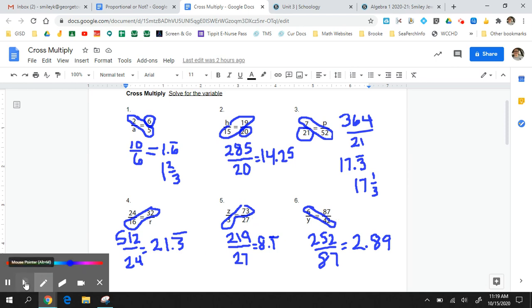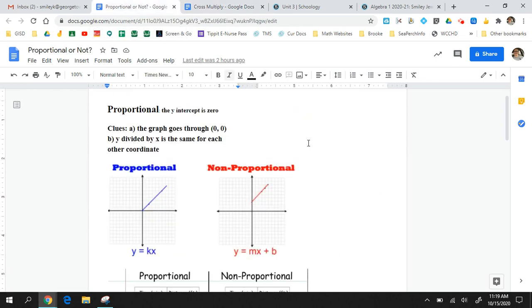The next thing we're going to look at is if something is proportional or not, and what that means. So I went over to my next sheet of paper. All right, so what is proportional? Proportional means that the y-intercept is 0. So we looked at y-intercept earlier in the week. But when your y-intercept is 0, your graph or your table, your data that they give you is called proportional. So the clues that you want to look for, that the graph goes through the origin. The y-intercept is 0 when you do this.